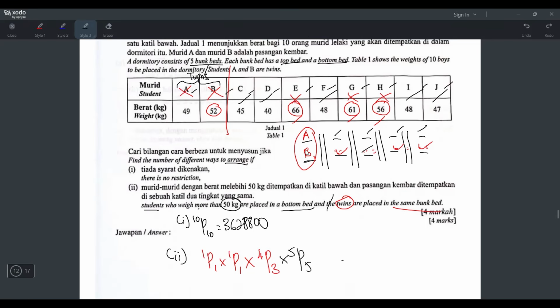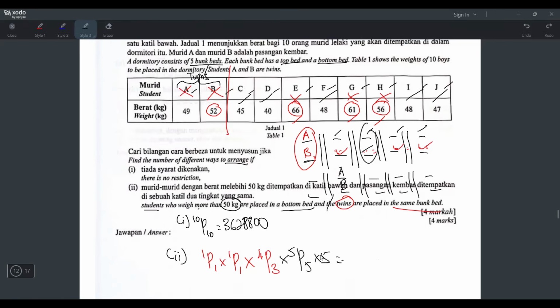But this is when you're assuming the twins sleep in the first bunk bed. But they didn't say it must be one specific bunk bed. Understand? The twins can also sleep in, like, here also can, right? But you don't have to do all this again. How can I explain this? Imagine there's another case, where AB is here, and another case where AB is here, AB is here, right? But you don't have to do everything. Just do one and then times 5. Then you get all the number of ways already. So that's why times 5, right?